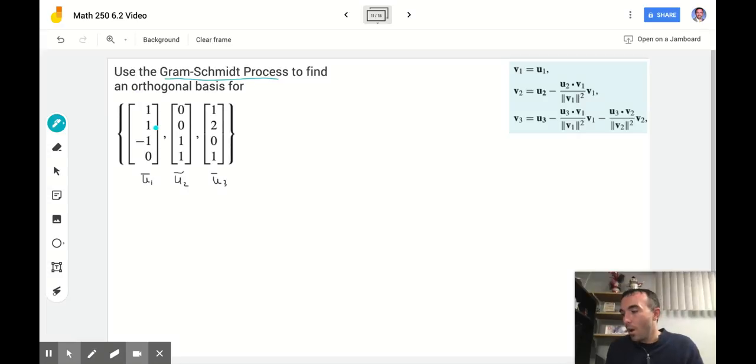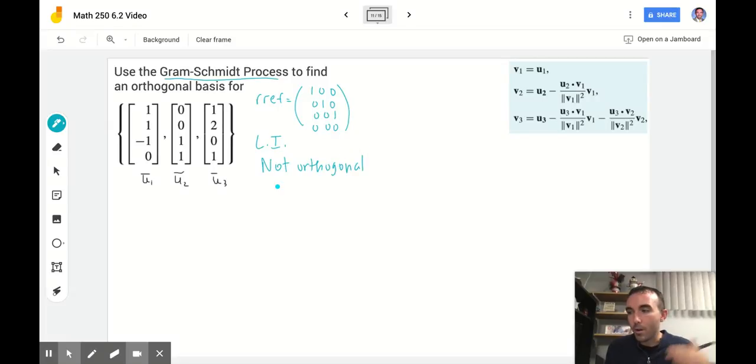So first of all, some things we can say about this set. The RREF of this set put together as a matrix would look something like this. That tells us that our set is linearly independent because we have a pivot position in each entry, which is good. And also that it's not orthogonal right now. That's the whole purpose of using Gram-Schmidt. We will come up with a basis with the same span that is indeed orthogonal.